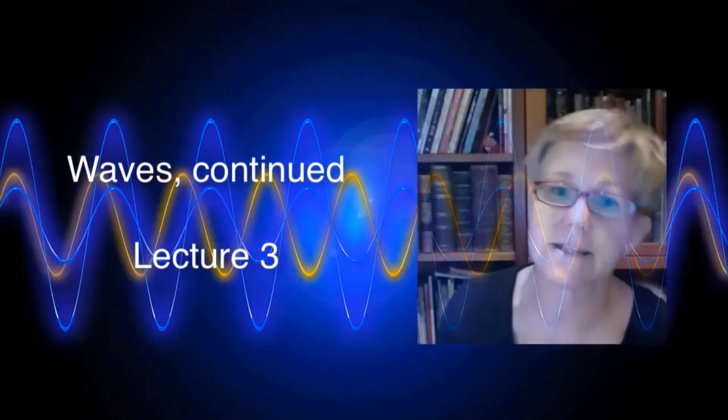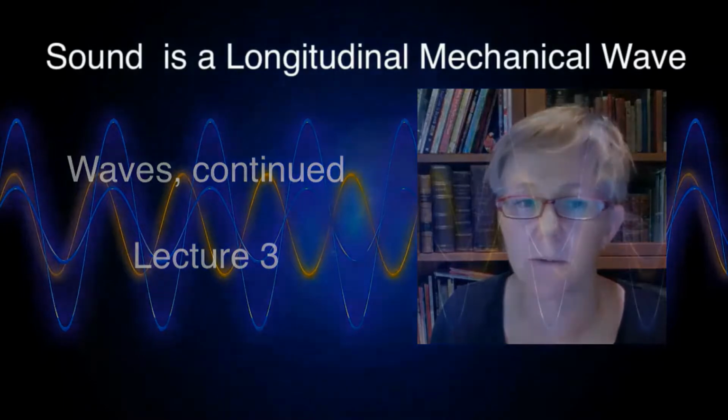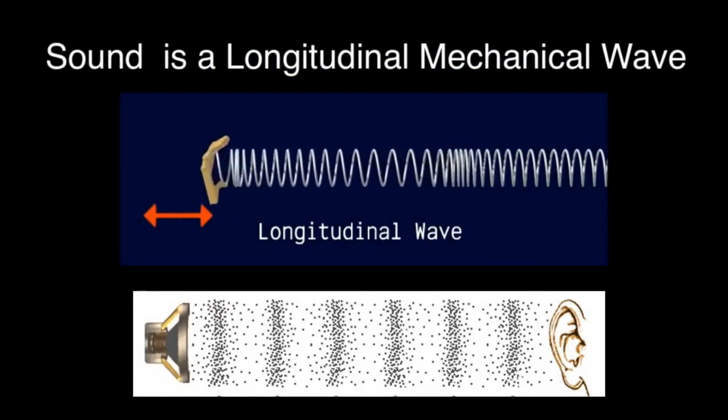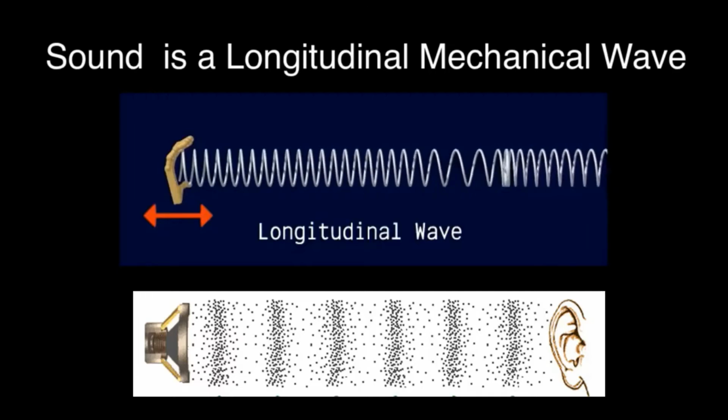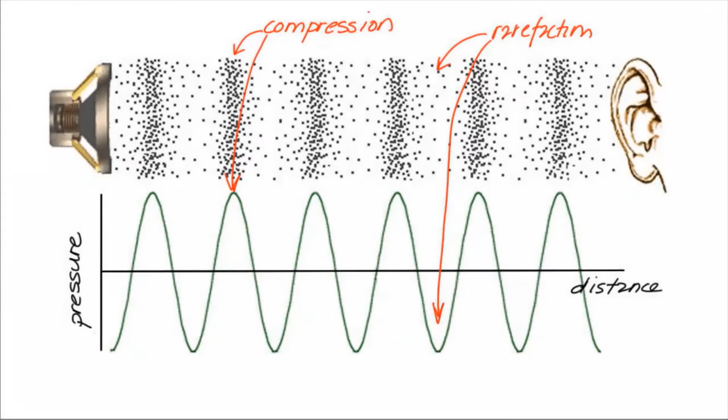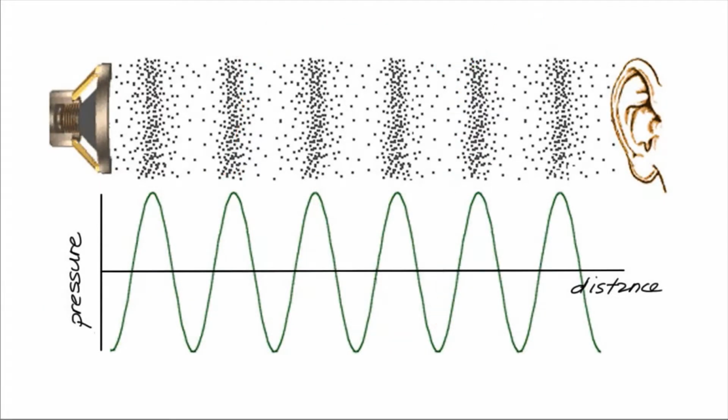Last time we found that sound is a longitudinal mechanical wave. Longitudinal because the air molecules oscillate parallel, or longitudinal, to the direction of the wave propagation. It's mechanical because the wave is a disturbance of the air molecules. The sound wave generates pressure variations. Here's a plot showing how that pressure varies with distance. These pressure variations are what allows us to hear sound.